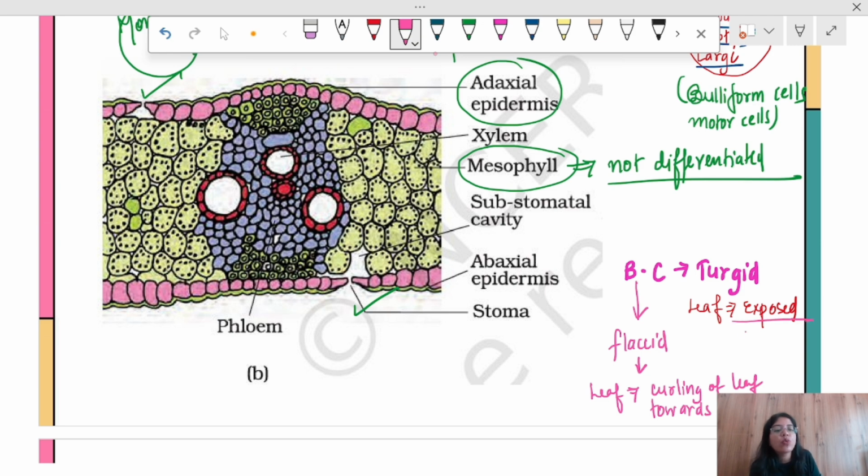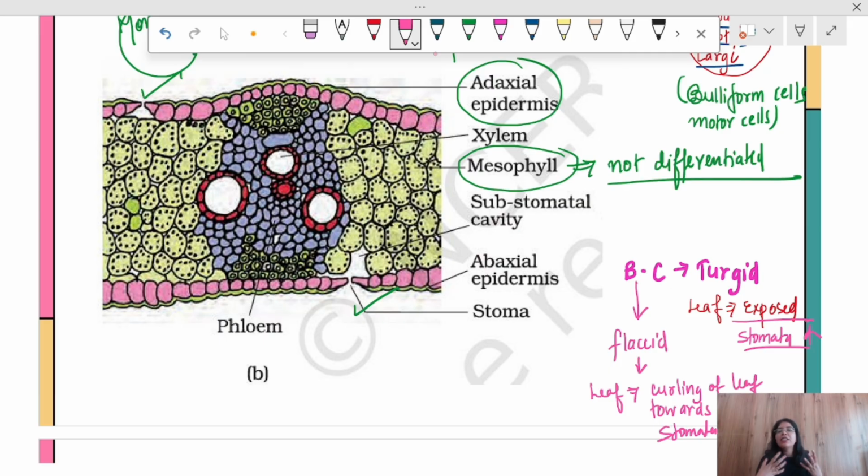So by this, what will happen? If the leaf is exposed, then the stomata will be exposed to do transpiration. And when the leaf is curled, the stomata will become hidden, right? And as a result, the plant will not lose a lot of water. So this is an adaptation by which monocot plants can adjust and live in such high temperatures also.